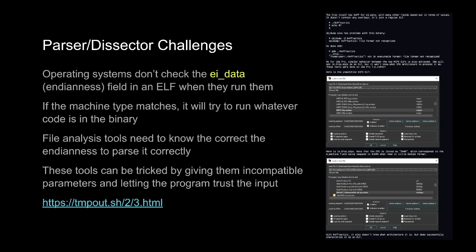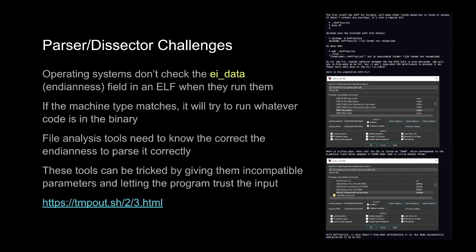of a specific process. And so operating systems don't typically check all the fields inside of an ELF. One of the ELF fields is called EI data, and it's the endianness field that tells you whether something's big or little endian. But all the operating system really cares about is whether the machine type, which is the actual architecture, matches what it knows it can run.